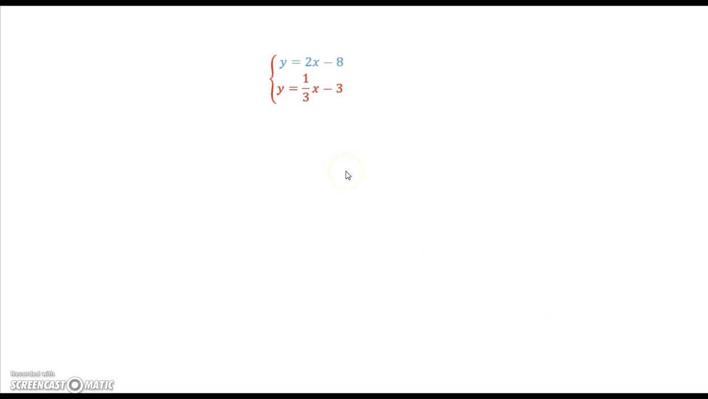So now I have a system of linear equations where I have my one perpendicular bisector of y equals 2x minus 8, and my other one of y equals 1/3 x minus 3. To solve for these, I am going to use substitution because I can set these two equations equal to each other because y equals y. So by substitution, I can say 2x minus 8 is equal to 1/3 x minus 3.